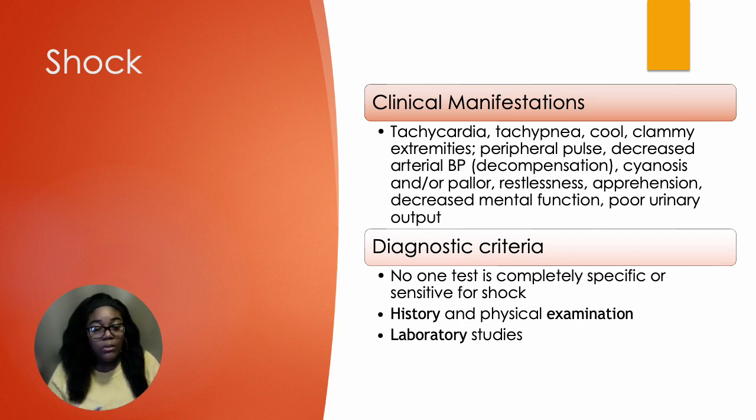So some of those clinical manifestations that indicate compensation of the body are tachycardia. That is an effort for the body to increase cardiac output and contractility. You have tachypnea, which is the body trying to increase its respirations in order to get more oxygen in the body for perfusion. You may see individuals have cool and clammy extremities. You may see a weak peripheral pulse.